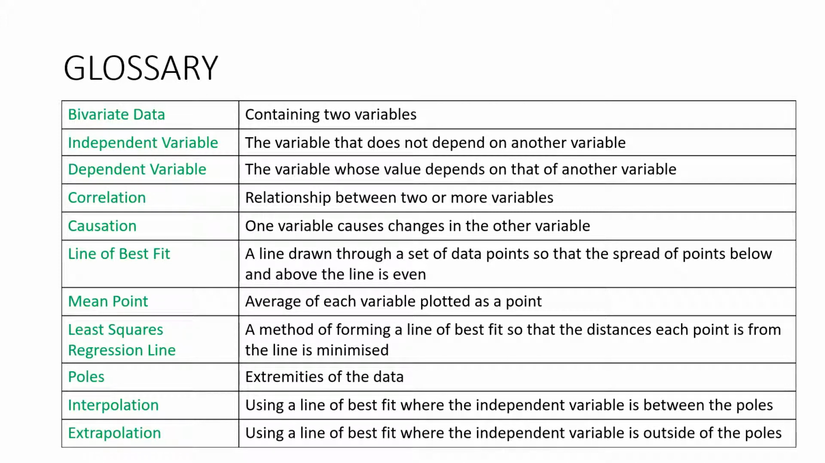The mean point is the average of each variable. It's plotted as a point. Least squares regression line is a method of forming a line of best fit so the distances each point is from the line is minimized. The poles are the extremities of the data. Interpolation means using a line of best fit where the independent variable is between the poles, and extrapolation means using a line of best fit where the independent variable is outside of the poles.